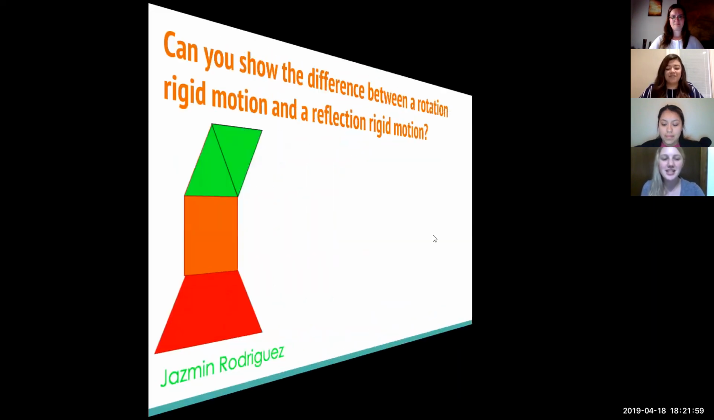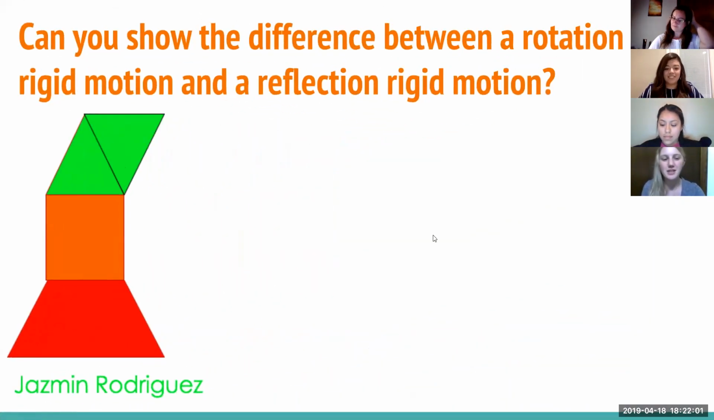Jasmine, can you show me the difference between a rotation and a reflection rigid motion? Yes, Claudia, of course. First, let's look at the rotation. We will begin with our image on the left, and to create a rotation, we will hold the image in the center and turn it clockwise 180 degrees. Our rotation will look like this.